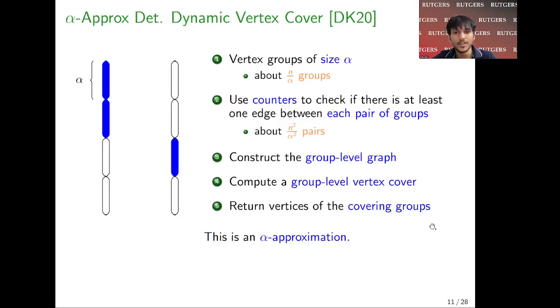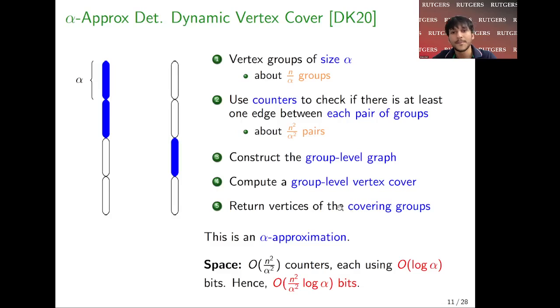Great. So now let's look at how much space this uses. So the counters each use log alpha bits of space. Because if you look at a pair of groups, there are alpha vertices here, alpha vertices here. So there are at most alpha square edges. And this means you need a counter of log alpha bits. And so you do this for all pairs, there are n square over alpha square pairs. And so the total space needed is n square over alpha square times log alpha bits. And this is the issue here. This log alpha is what we want to get rid of, right?